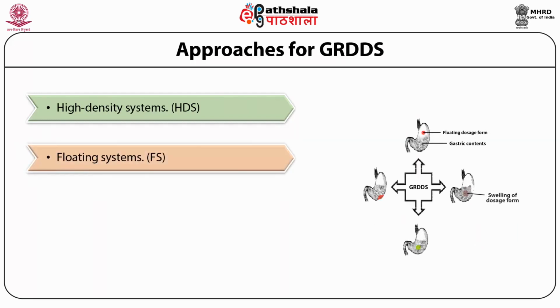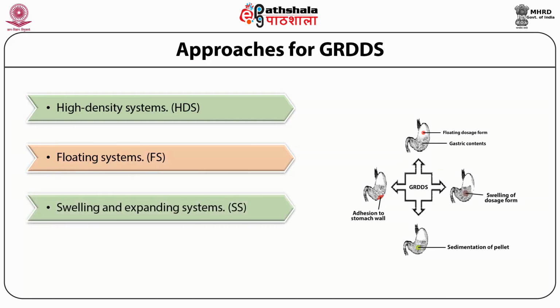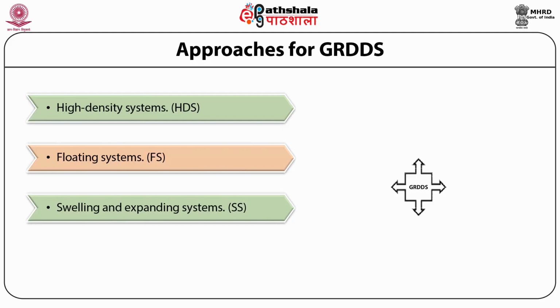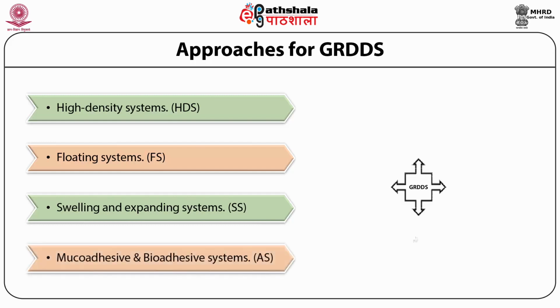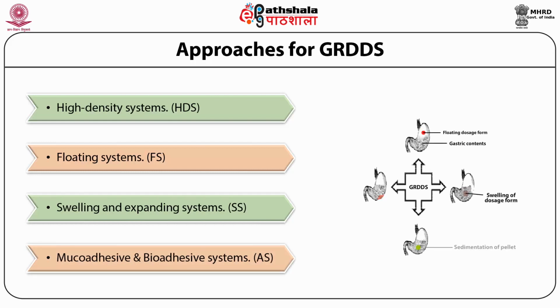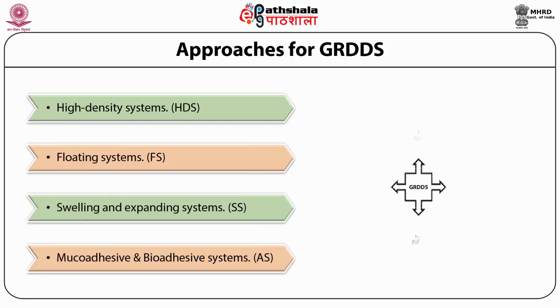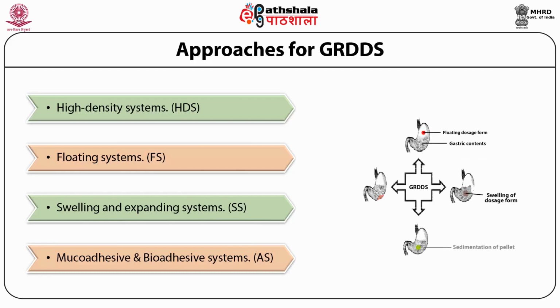Similarly, we can use a system having the capacity of swelling, using polymers which are swellable in nature. The system so designed will swell and expand and continue to release the drug over the proposed period of time. The last one, and the one which is of interest to us, is the mucoadhesive and the bioadhesive systems. These primarily rely on the capacity of the polymers to have an intimate contact, in the form of the dosage form, with the stomach wall, remain adhered, and continue to deliver the drug in a precisely controlled manner.